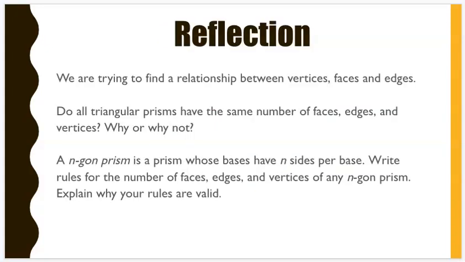So right now, we're trying to find a relationship between vertices, faces, and edges. Do all triangular prisms have the same number of faces, edges, and vertices? Why or why not? An n-gon prism is a prism whose bases have n sides per base. Write rules for the number of faces, vertices, and edges of any n-gon prism. Explain why your rule is valid.